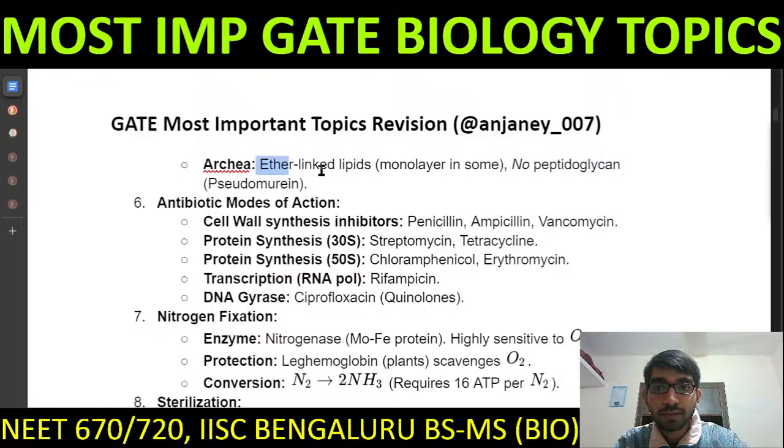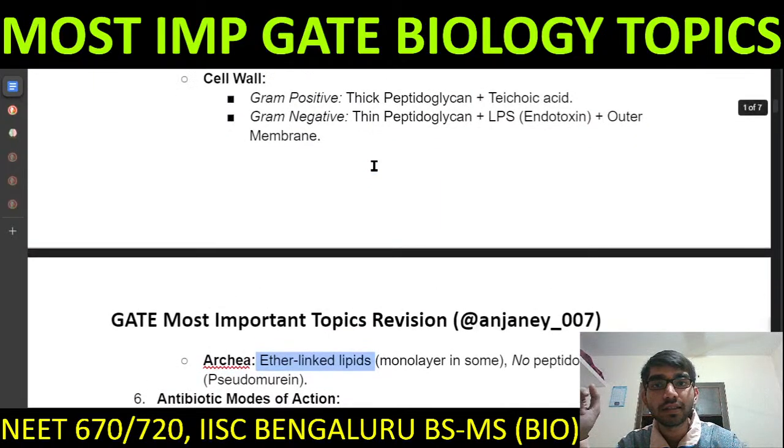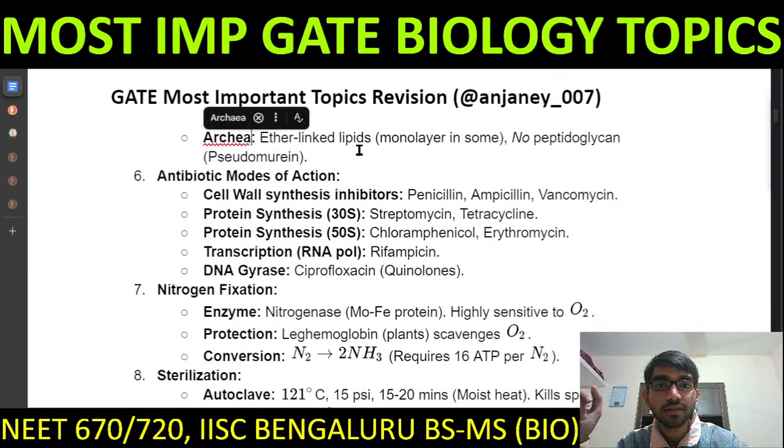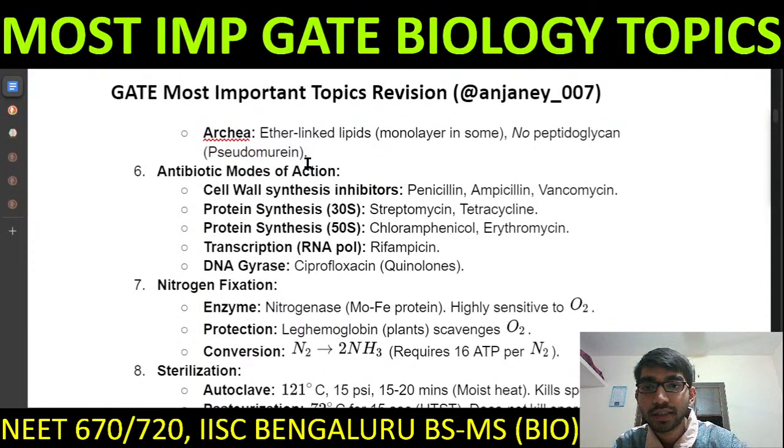Then for archaea, remember the walls of archaea are ether-linked lipids. There the structure is the ester, but here the structure is ether-linked and monolayer in some, and there is no peptidoglycan. That is why it is called pseudomurein. Pseudomurein, remember this in archaea.